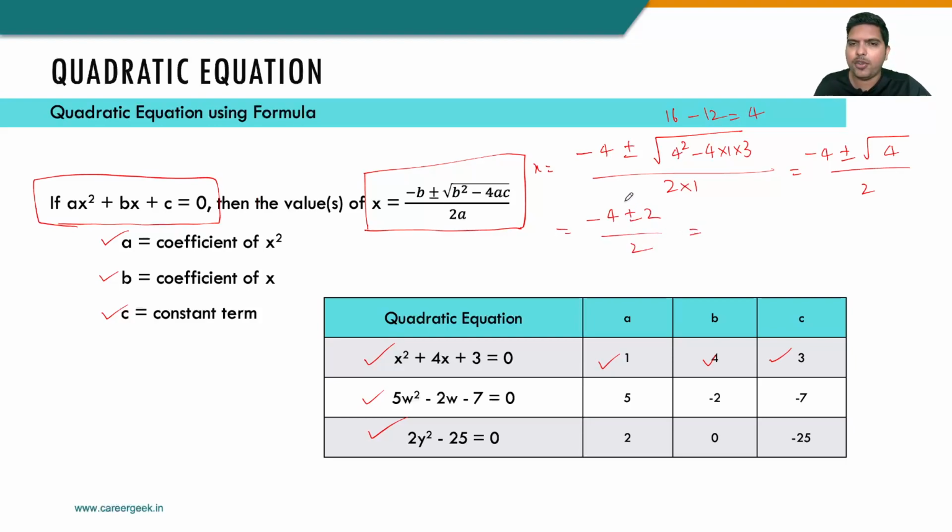So you get to use plus ones and negative ones. So negative 4 plus 2 by 2, or negative 4 minus 2 by 2, which is negative 2 upon 2 or negative 6 upon 2. So the roots or the values of x are negative 1 or negative 3. So this is how you can use the formula directly.